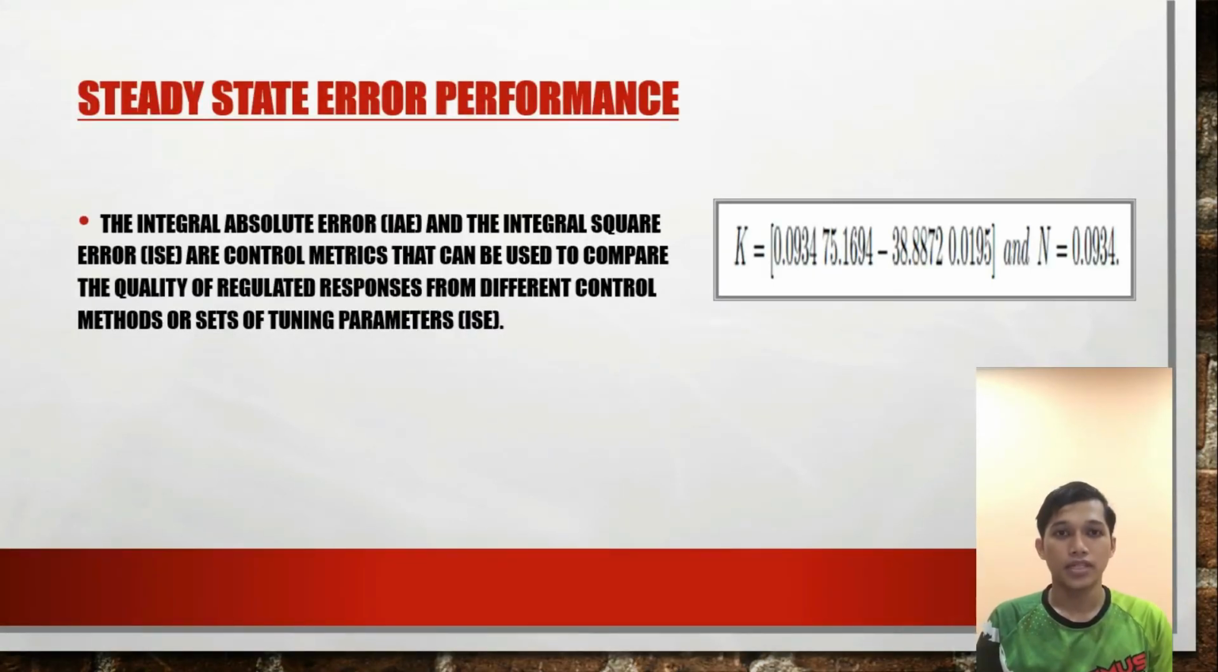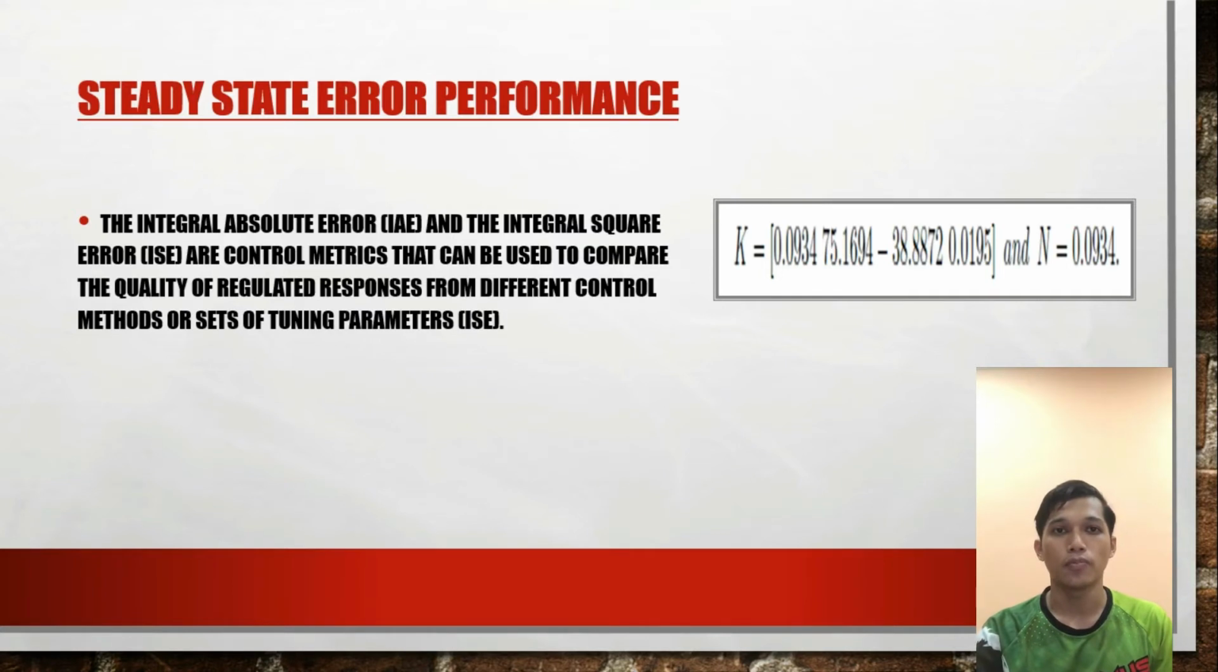Hi, my name is Muhammad Fishami bin Muhammad Zaki, and I will continue my friend's explanation of this project, the ball and beam system. I will explain the steady state error performance. In this part, PP and PID controllers for tracking ball position control were devised, as well as a comparative examination of these control schemes. The integral absolute error (IAE) and the integral square error (ISE) are control metrics that can be used to compare the quality of the regulated response from different control methods or sets of tuning parameters, that is ISE, to take care of the error and compare the performance of the controller.